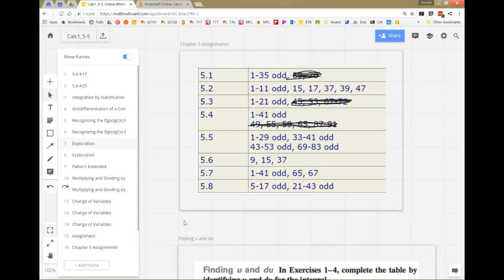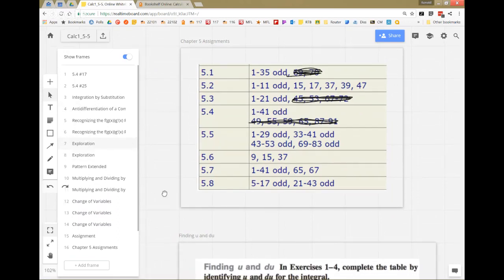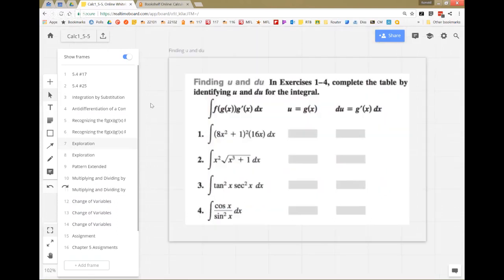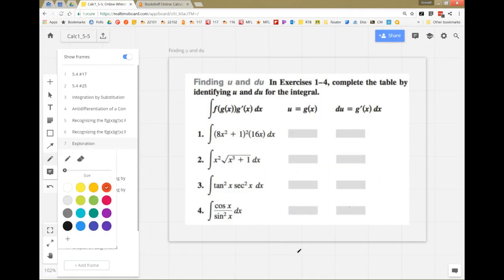Thank you for the questions. Now, I want to show you just a couple problems. We're not done yet. Part of the assignment is to get you into this labeling thing and to get you used to this. So when you look at, for example, number 1 here, and you've got the integral of 8x squared plus 1 quantity squared times 16x dx, can you see what the innermost function is? It's the 8x squared plus 1, right?